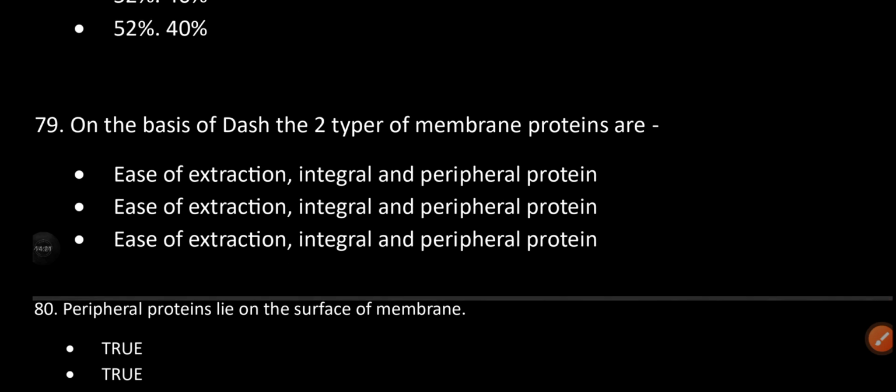On the basis of ease of extraction, two types of membrane proteins are integral and peripheral protein.